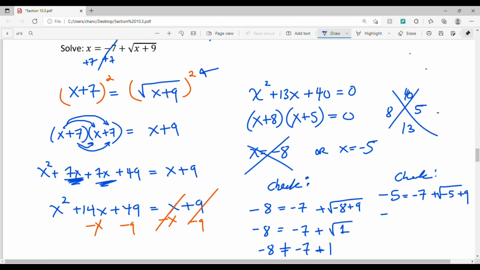And so we have negative 5 equals negative 7 plus the square root of 4, which is 2. So this does work. It's true. And so negative 5 is a good answer, but negative 8 wasn't. Again, you have to be careful. We have to check our work because of that extraneous solution when we square both sides.